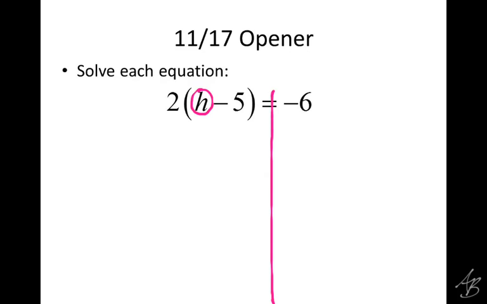So remember, order of operations backwards. Since that minus 5 is inside the parentheses, that's the first thing we would do with the order of operations, so it's the last thing I get rid of. So I do need to get rid of the 2 first. So I'm going to get rid of it by dividing by 2.